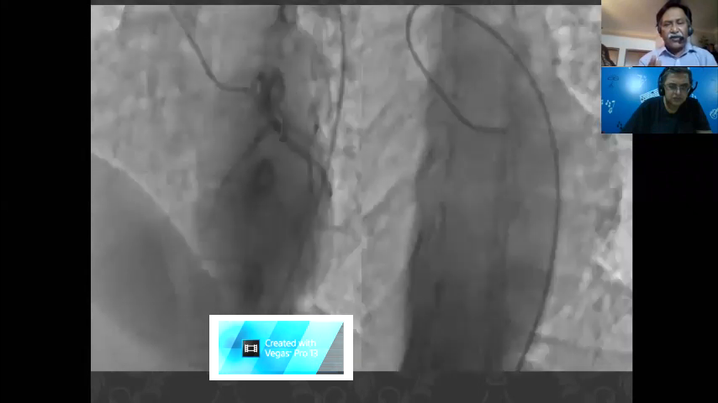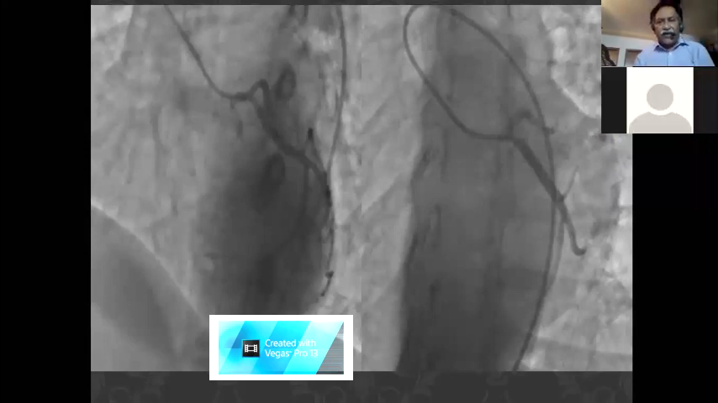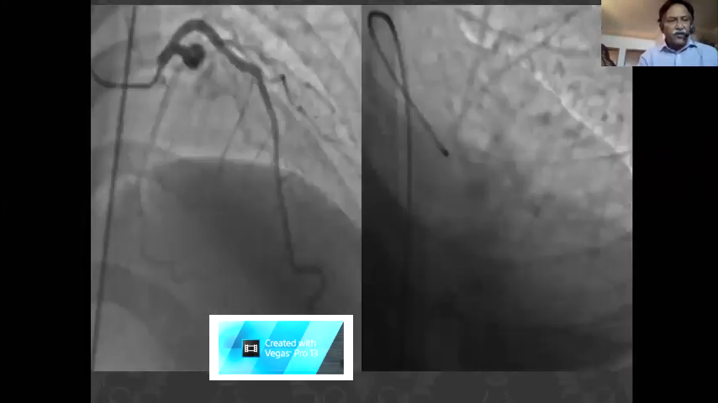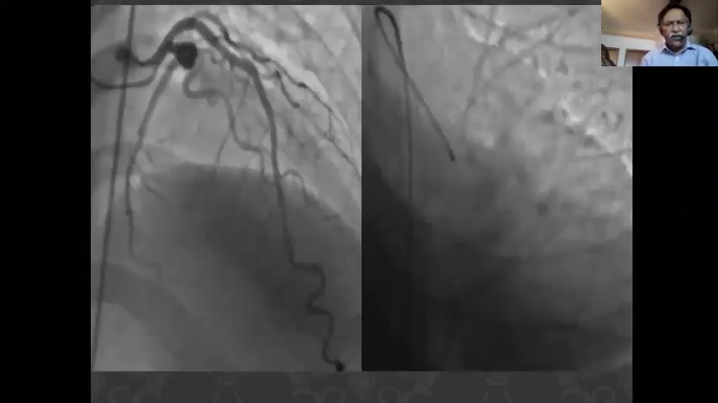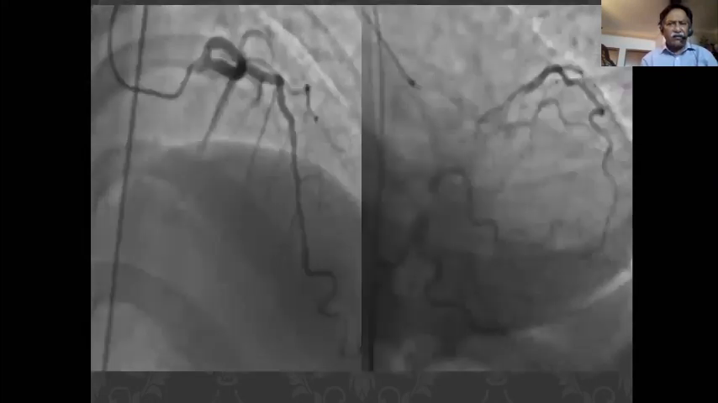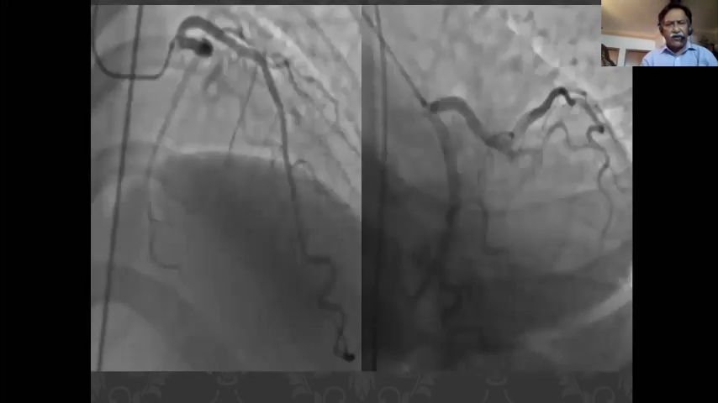But this view shows a little bit of eccentric plaque whitening. I did a repeat angiogram, and this was the angiogram. Actually, I'm not seeing anything here. Proximal LAD is perfect. Mid LAD is also perfect. There is nothing in the PDA.